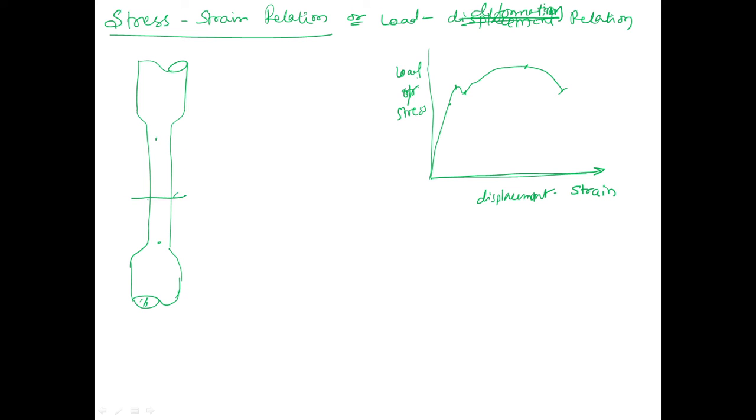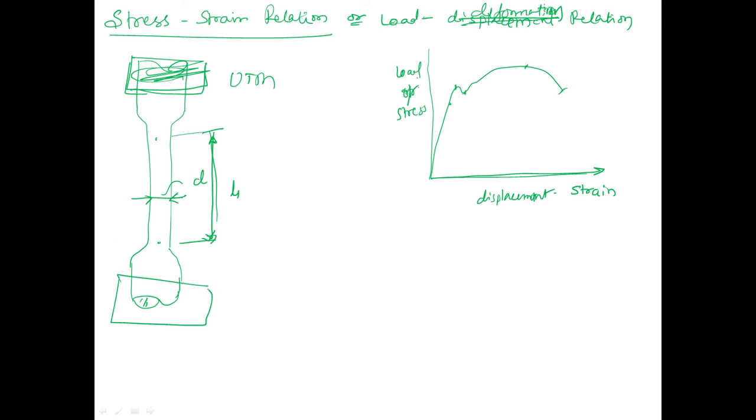You need to mark some dimensions. This is the gauge diameter. This is the gauge length. I'll just repeat it, because we will see how we are going to conduct this and what results we are going to obtain from this standard tensile testing. Now, this top portion is going to be held in the upper jaw of the UTM. This bottom portion is also going to be held in the lower jaw of the UTM here.